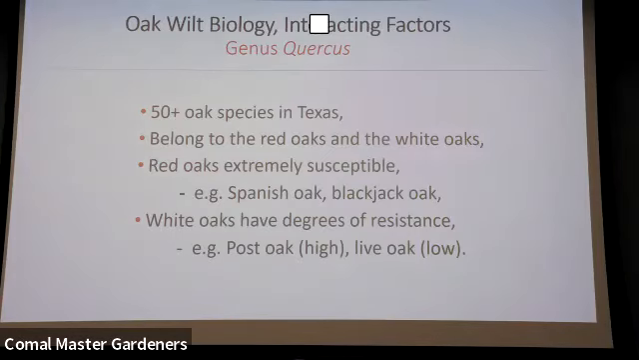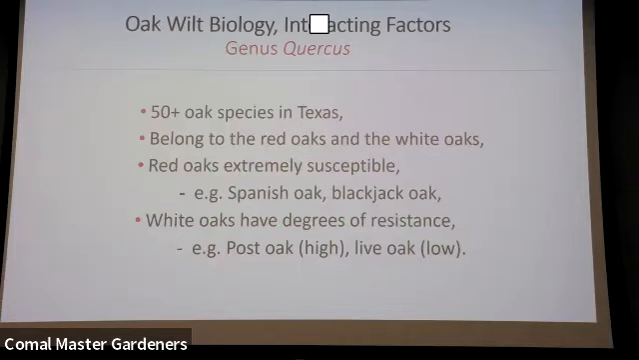All right, let's talk about species susceptibility. We've already mentioned this, so I can go through it briefly. There are 50 plus oak species. This is probably closer to 72 or so. We can break them down into two major groups, the red oaks and the white oaks. And the red oaks are extremely susceptible. The white oaks have different degrees of resistance.